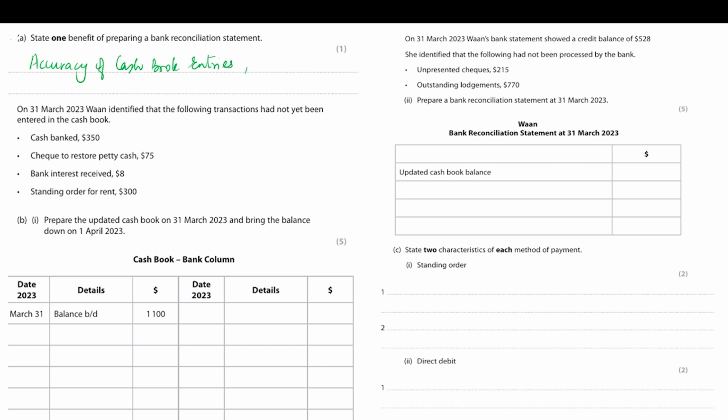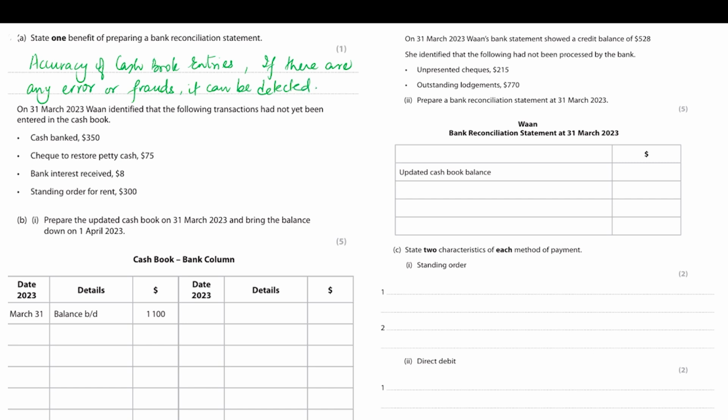And also you can mention that if there are any errors or frauds, they can be detected.